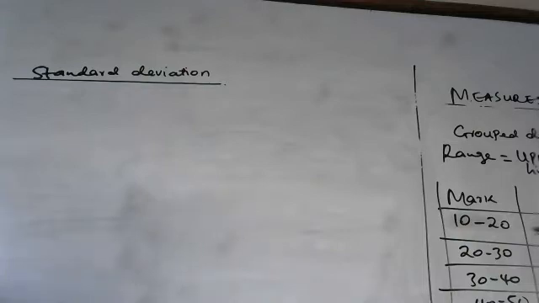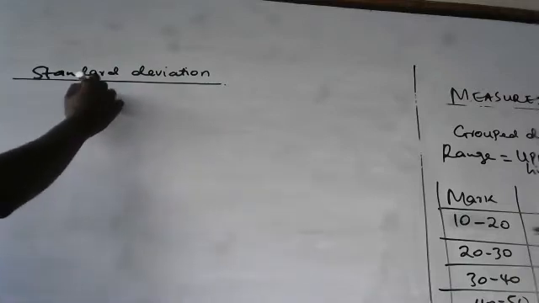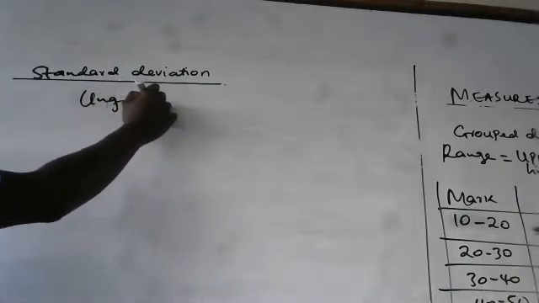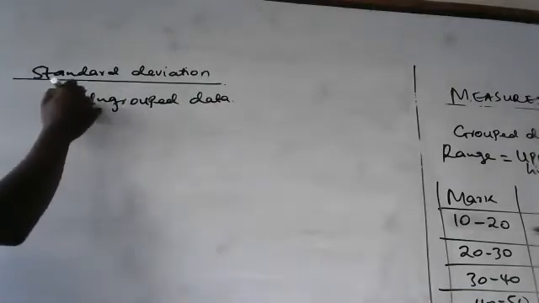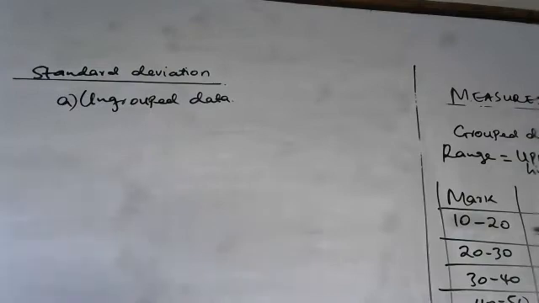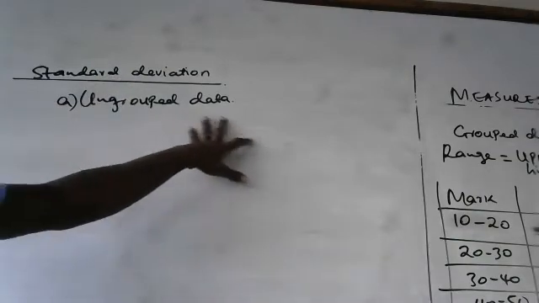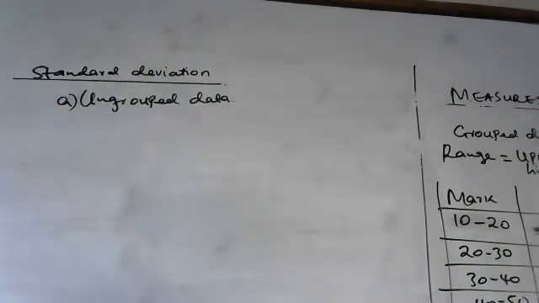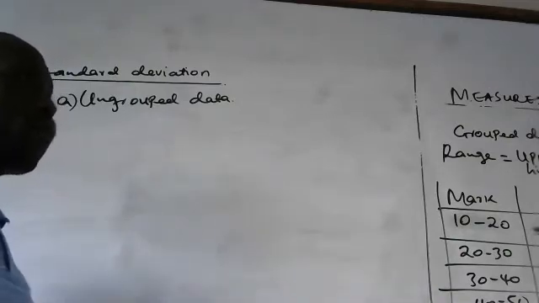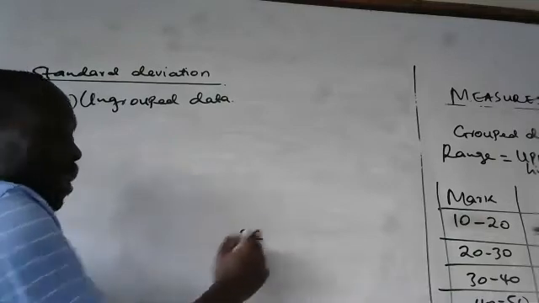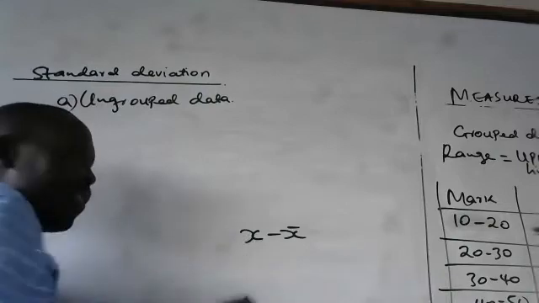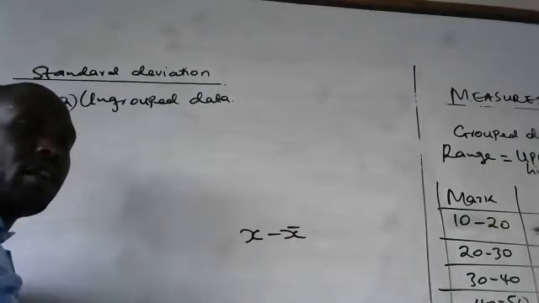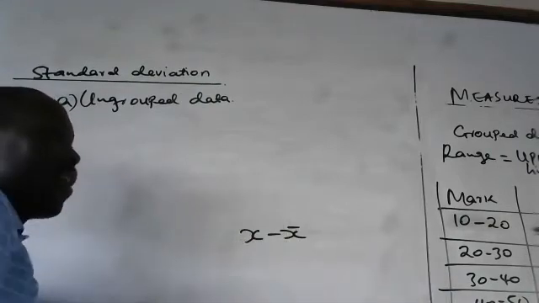So don't forget again, we have got the ungrouped data, and we have got the grouped data. I want us to start from standard deviation for ungrouped data. And actually, the dispersion I told you is how far the values are from the mean. It is normally calculated as x minus x bar, where x is the individual value in the distribution, x bar is the mean.